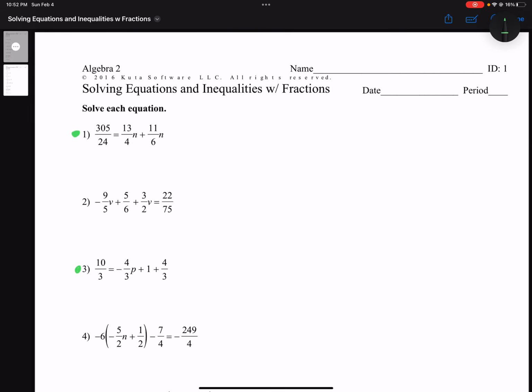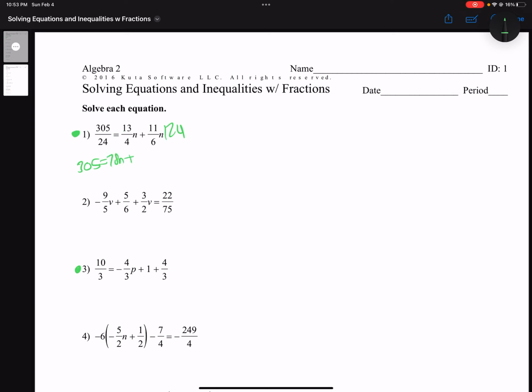So starting off with question 1, 305 over 24 is equal to 13 over 4n plus 11 over 6n, right? So the common denominator here is 24. So you multiply everything by 24. The 305 over 24 is going to be 305 because you're multiplying it by 24. And then 13 over 4n, right? 24 over 4 is 6. Then multiply 6 by 13. That's going to be 78n.